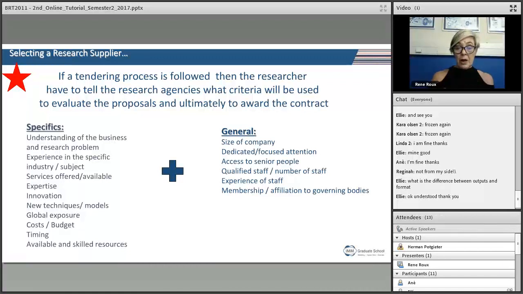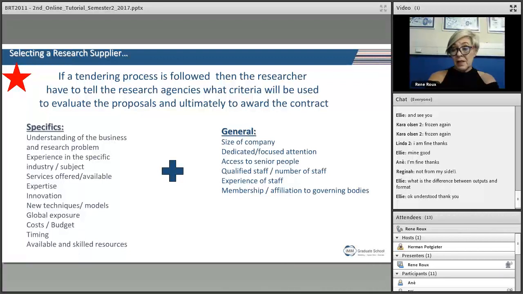Now, there are two components to it. There are specifics that you use to select the supplier, and then the more general stuff. And this was asked previously as well. First, on the specific stuff: do they show in their proposal that they really understand your business? That if they maybe don't know it, they've done some reading and gained some knowledge about your business, that they understand the business problem and the research problem linked to it.